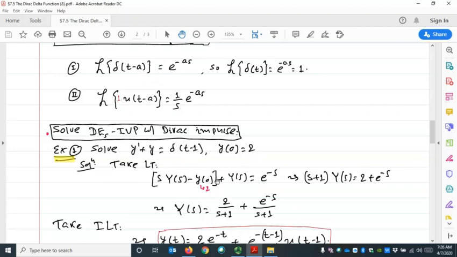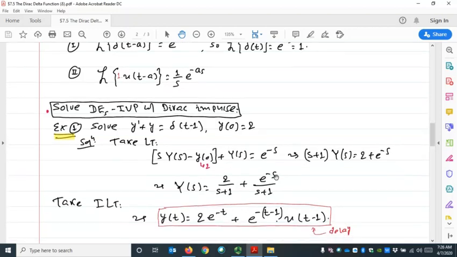Put in the initial condition and solve for capital Y of s, which is 2 over s plus 1 plus e to the power negative s over s plus 1. Then take the inverse Laplace transform. So maybe one more comment here. This is the transformed one, this is the untransformed one. So just use our Laplace transform table.